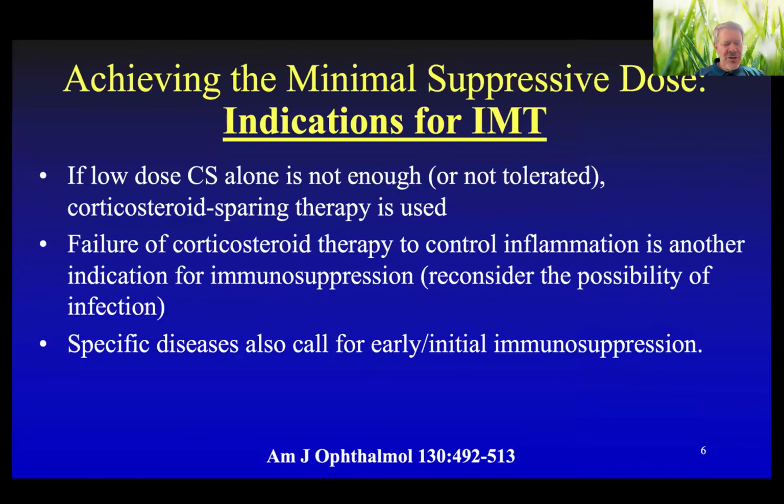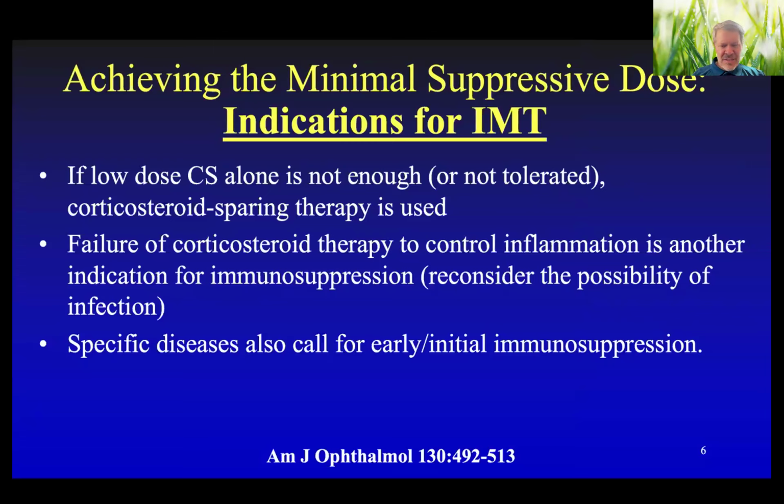There are 3 major indications, at least the way I look at it, for using immunosuppressive therapy. One is if the safe suppressive dose of corticosteroids is not enough, then we would use it for corticosteroid sparing, and that's the main indication. There's a rare patient where corticosteroid therapy fails to control the inflammation and we might go on to immunosuppression, and you should very carefully reconsider the possibility it could be infectious, because corticosteroids are the strongest in inducing control of inflammation.